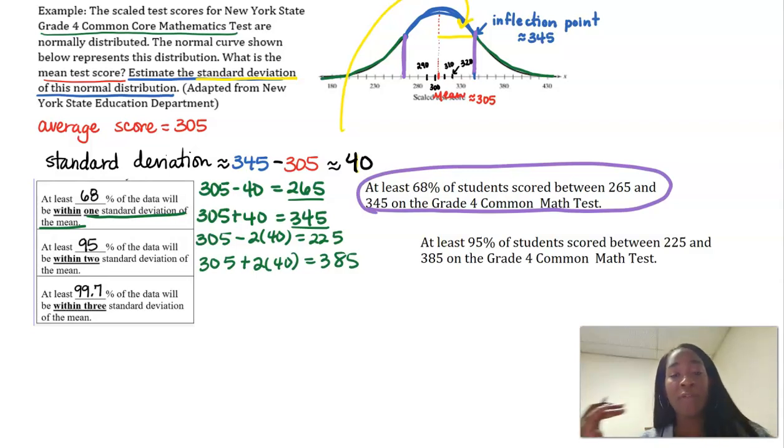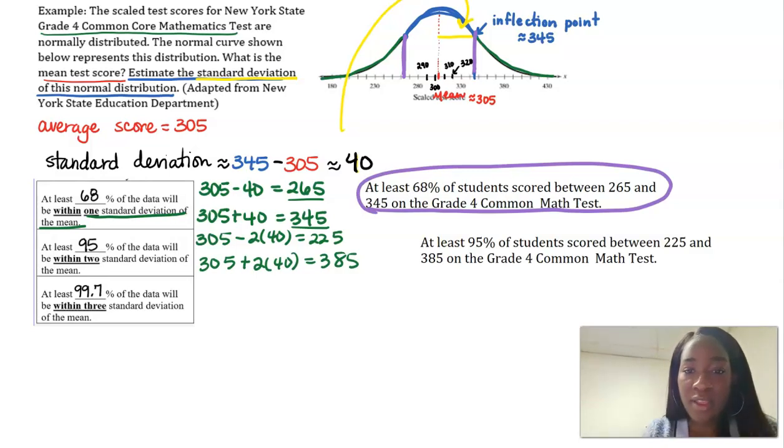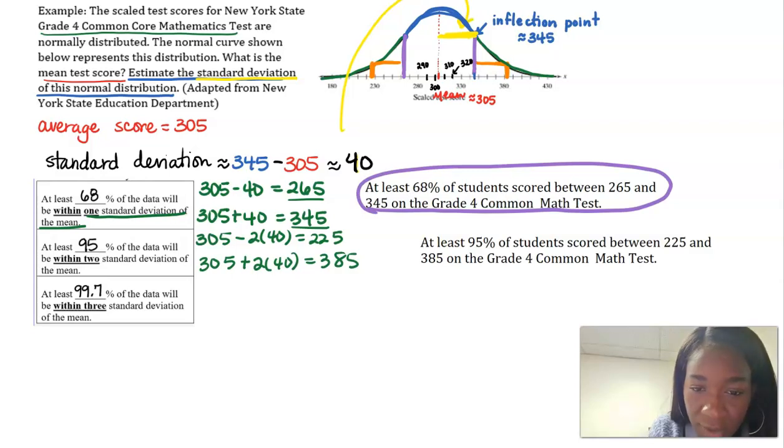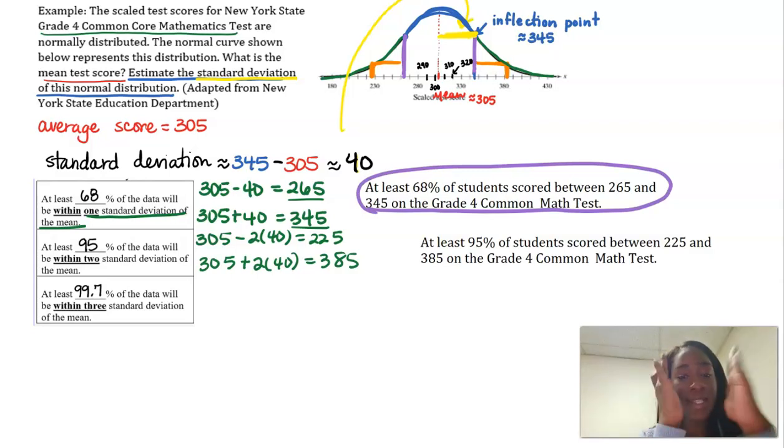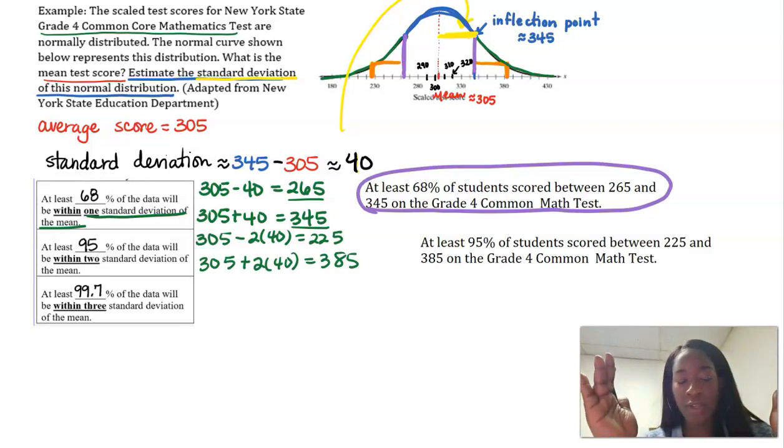If we want to take it out even further and go 2 standard deviations to the right and 2 standard deviations to the left, the yellow bar shows us 1 standard deviation. Going another standard deviation would be going another 40, all the way out to 385, about right here. And then going another standard deviation to the left, out to 225, about right here. This is now saying that between those orange lines, 95% of the data would be. 68% of the data is between the purples, and 95% of the data between the orange.